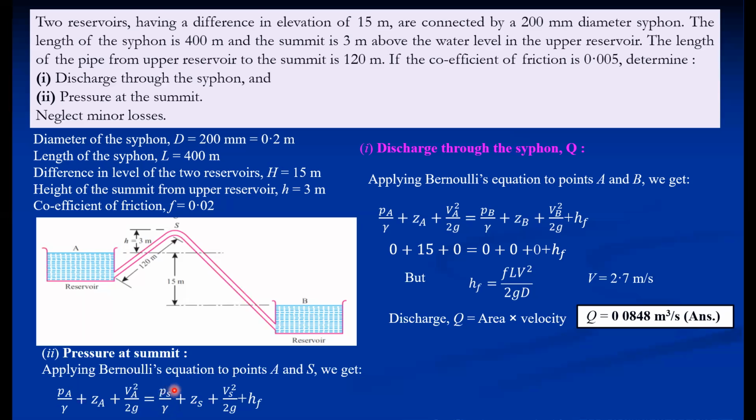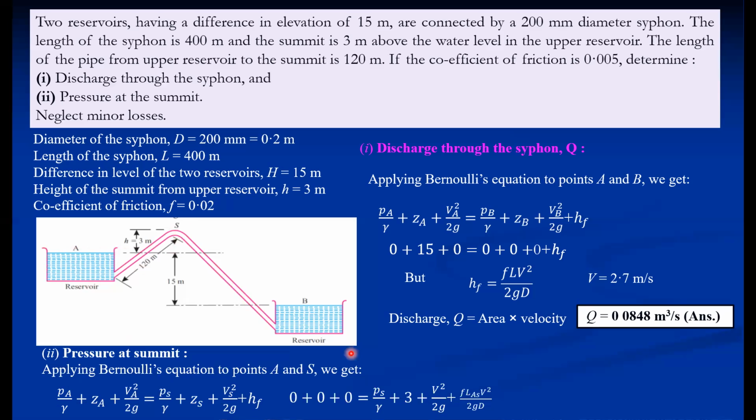So if the gauge value is given, we have to consider this pressure as zero. And this pressure is essentially negative. If the absolute pressure is given, we have to consider this pressure as an absolute pressure, that is, in general at atmosphere we consider it to be 10.3 meter of water. If it is given, then you can consider whatever the given data of atmospheric pressure is. Similarly, in this case, all the terms on the left hand side are zero because we are applying Bernoulli's equation between A and S.